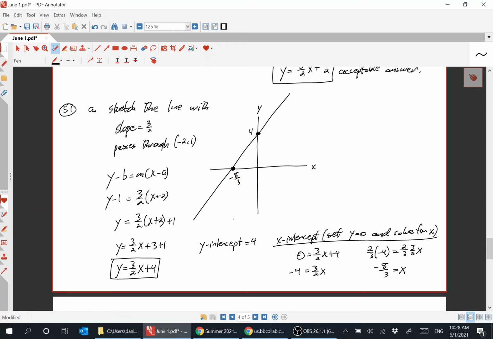All right, that's the easiest way to sketch the line. Find the x-intercept, find the y-intercept. That's just given by the slope-intercept form. For the x-intercept, just plug in y equal to 0 and solve for x. And there's a nice sketch.